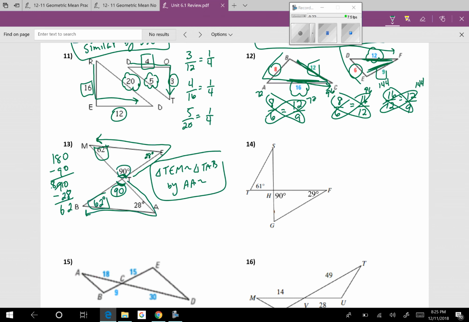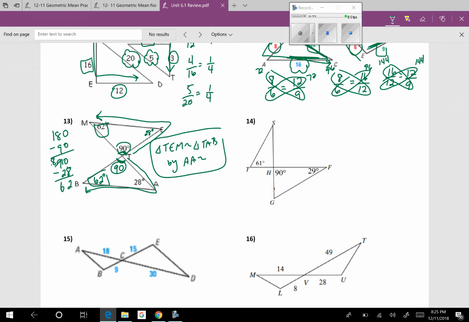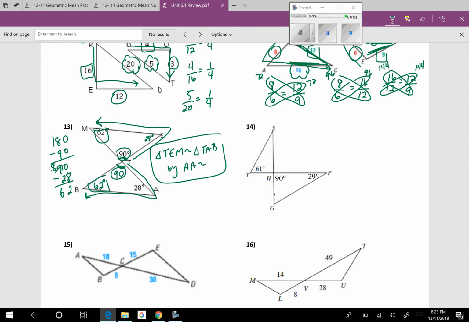All right, now let's do the next one, 14. Here, again, look, we have our vertical angle, so this one's also going to be 90. So let's figure out the third one. So if we do 180 minus 90, we get 90. And then we'll do 90 minus 61. So that gives you 29. So this one's 29. So we have the 90s in common. We have the 29s in common. So we have our two angles in common.